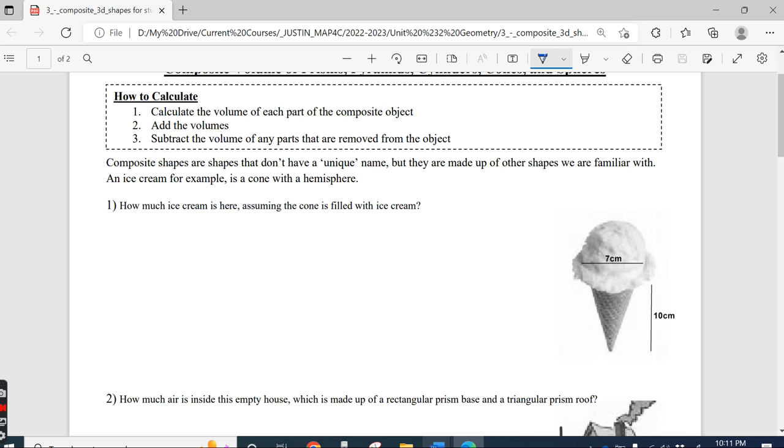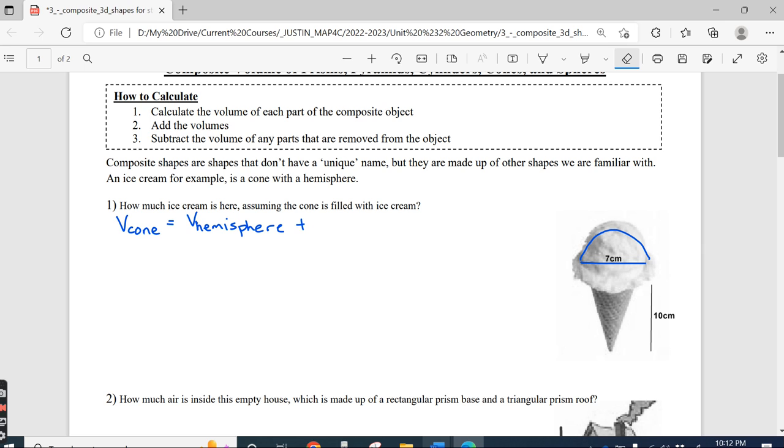So how much ice cream is here, assuming the cone is filled with ice cream? Of course, this never happens. Our cone is never actually filled with ice cream. There's always air pockets, but let's assume that it is. So our job is to find the volume of the cone. So the volume of the cone would equal the volume of the semisphere or half sphere, hemisphere, plus the volume of the cone itself.